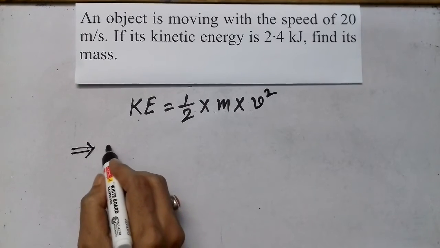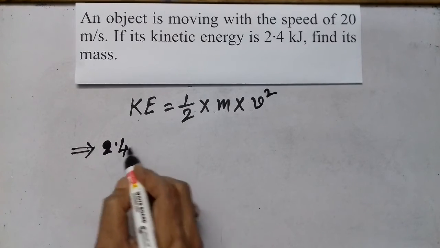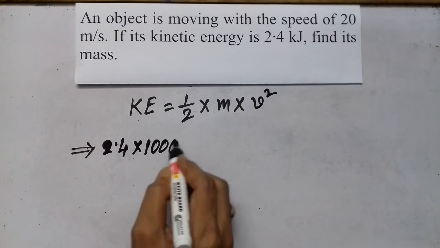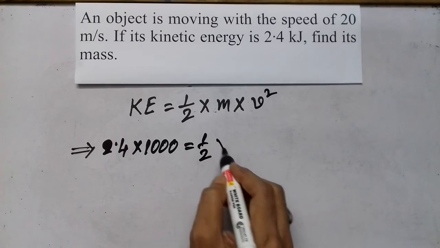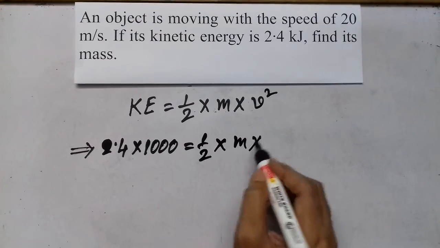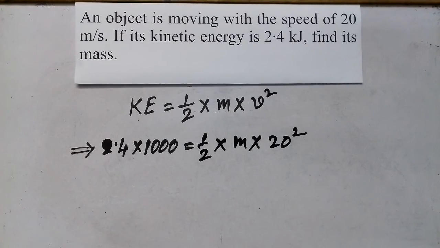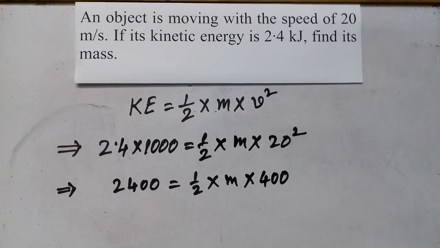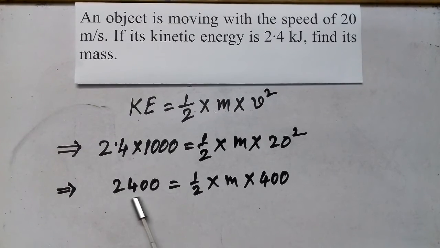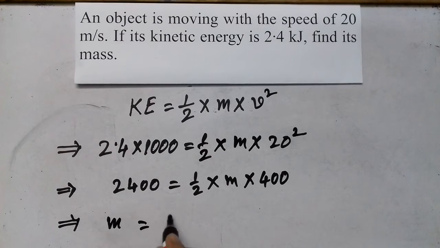So let us write. Kinetic energy is given as 2.4 kilojoule, 2.4 into 1000 joule, half into m, which is not known, and velocity square, 20 square. 2.4 multiplied by 1000 is 2400. Half m 20 square is 400. Therefore m is equal to 2400 multiplied by 2 divided by 400.